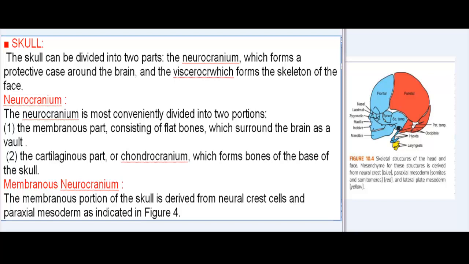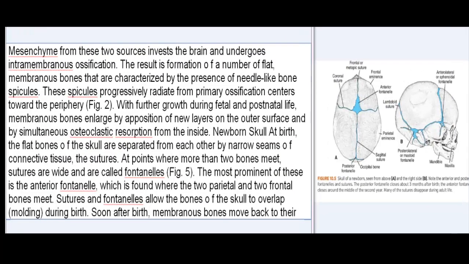Membranous neurocranium. The membranous portion of the skull is derived from neural crest cells and paraxial mesoderm as indicated in Figure 4. Mesenchyme from these two sources invests the brain and undergoes intramembranous ossification. The result is formation of a number of flat, membranous bones that are characterized by the presence of needle-like bone spicules. These spicules progressively radiate from primary ossification centers toward the periphery, Fig. 2. With further growth during fetal and postnatal life, membranous bones enlarge by apposition of new layers on the outer surface and by simultaneous osteoclastic resorption from the inside.